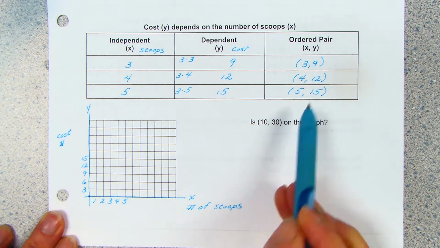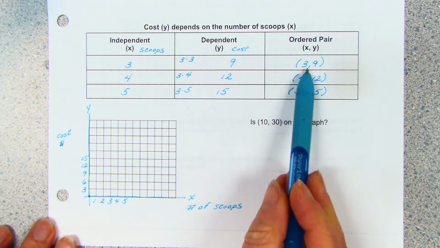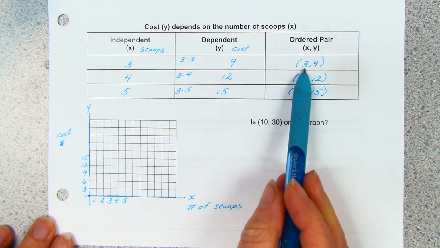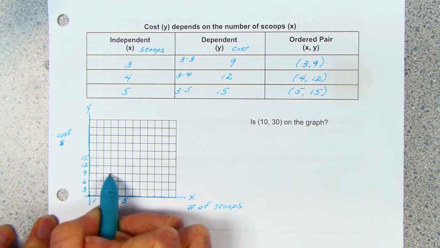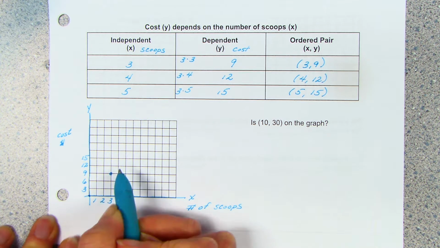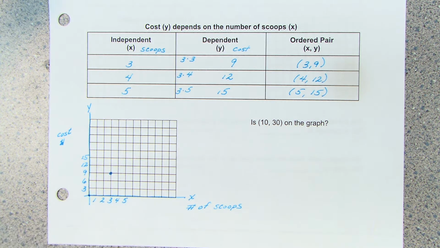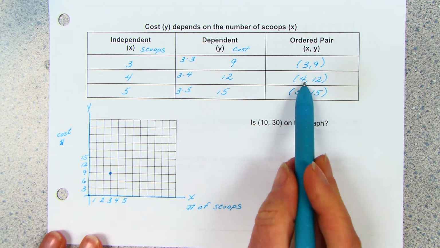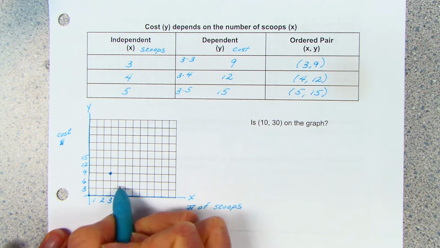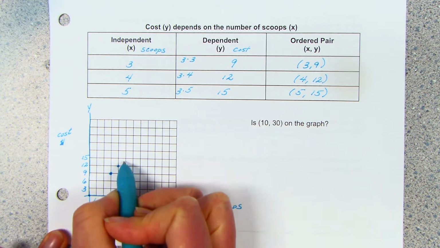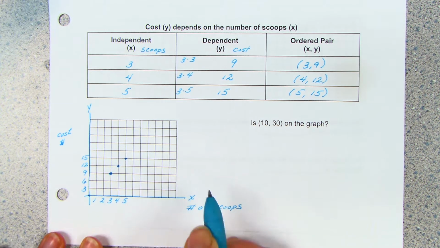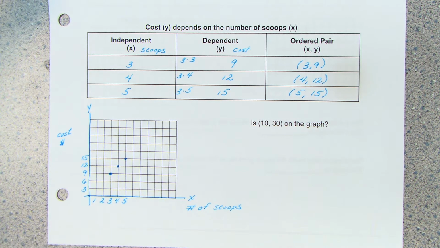And then I graph the ordered pair 3, 9. So I'm going to go over to 3, the x, and then go up the amount of the y, which is 9, and put a dot right there on the lattice point. Then I'll graph 4, 12. Go over 4 and up to 12 and put a dot, and then over 5 and up to 15 and put a dot.